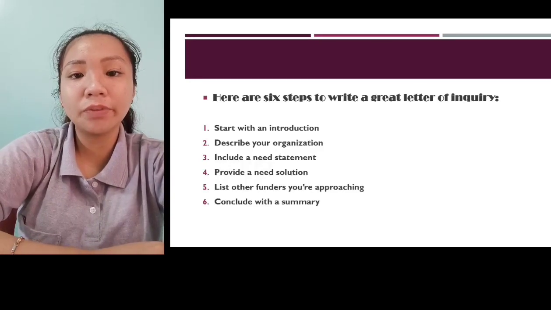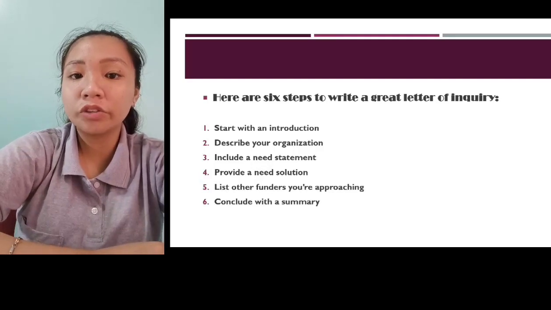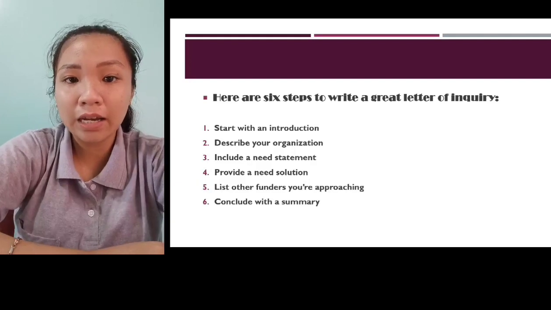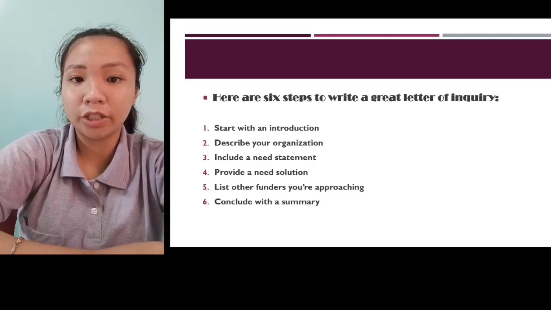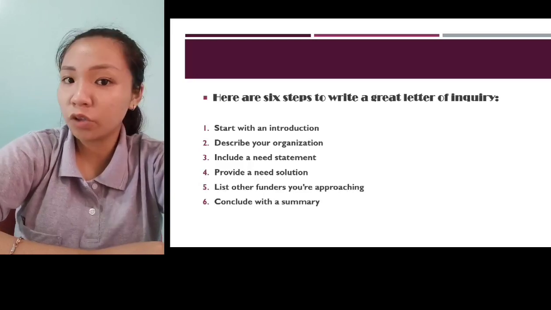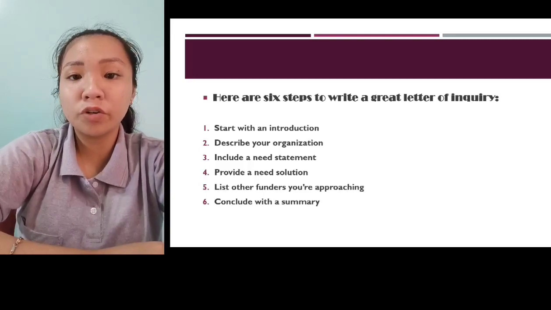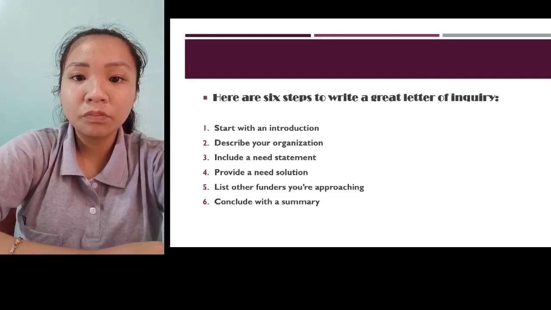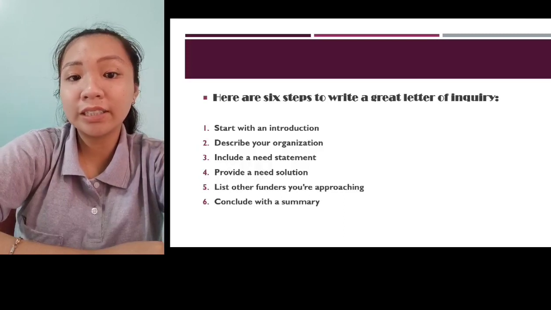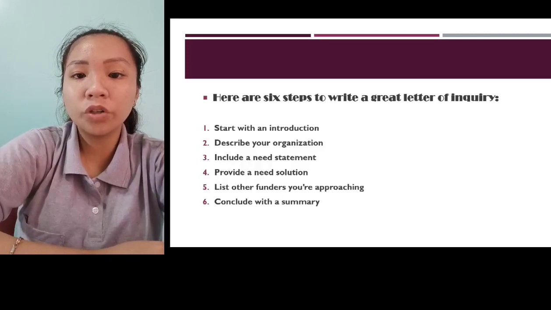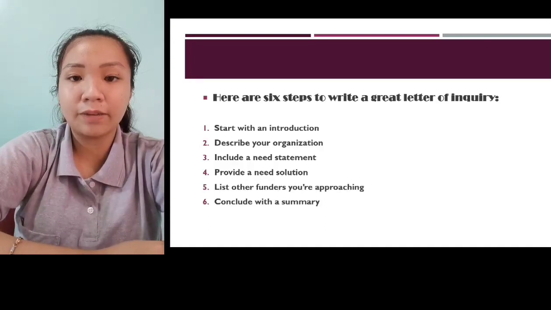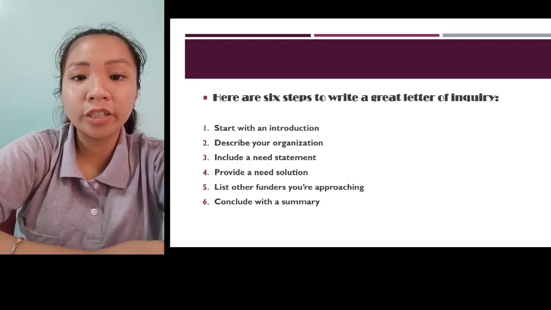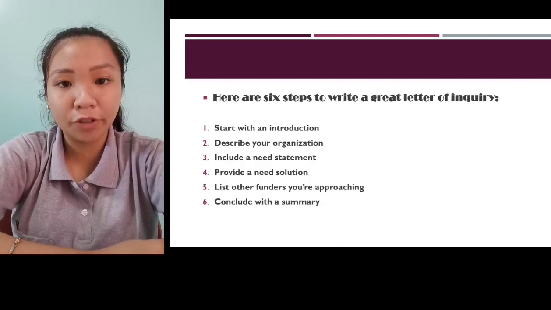Next is describe your organization. Following the introduction, the next paragraph of the letter of inquiry often includes a concise description of your organization. You can include some background information and an overview of your staff and their qualifications. Be sure to convey a clear plan your organization has and how it would benefit from the funding you're requesting. You can do this by listing a few projects your organization has already completed successfully.